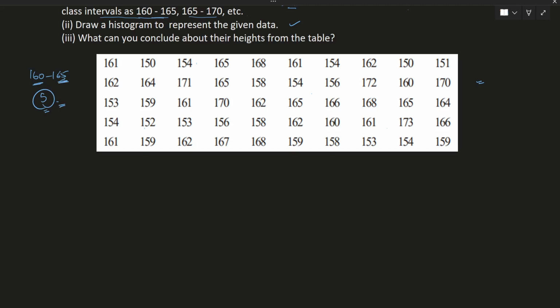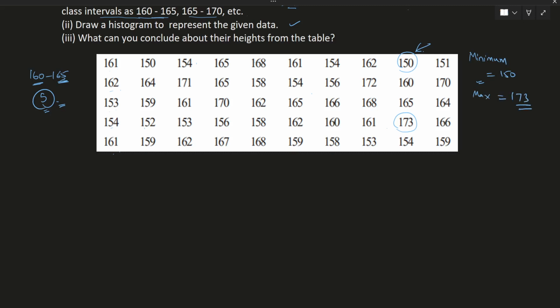When you see, I have 160, also 162, 153, 154, 161, and then going to 170 also. More than that, the maximum value, I think, is 173. Then the minimum is, I think, 150 over here. So the minimum is 150 and the maximum is 173.